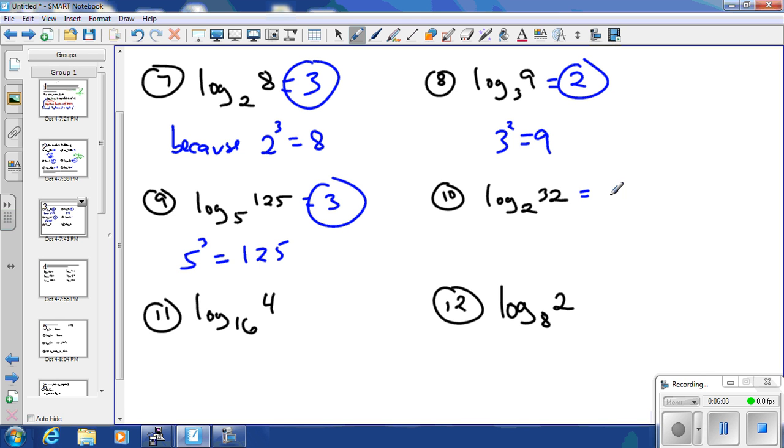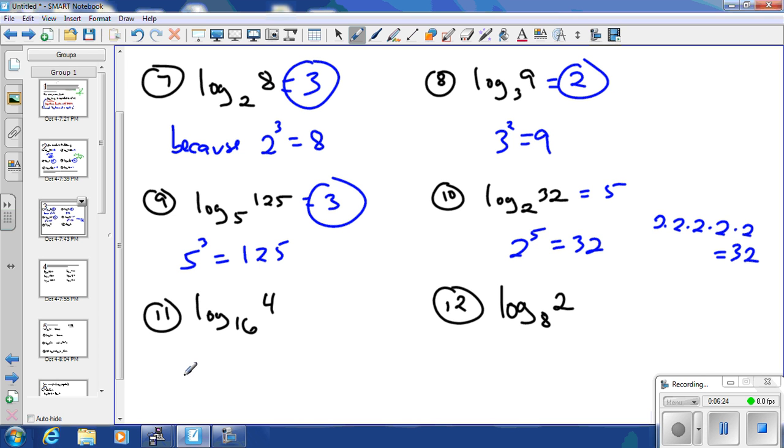Here, 2 to a power equals 32, that is going to equal 5, because 2 to the fifth power is equal to 32. We'll do that one together. 2 times 2 is 4, times 2 is 8, times 2 is 16, times 2 equals 32.